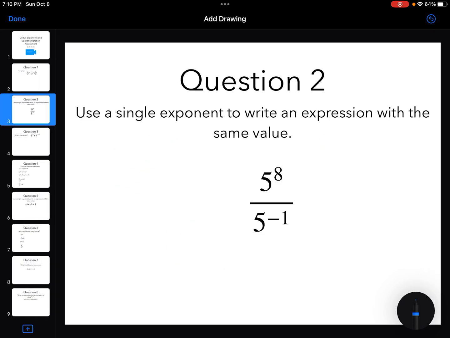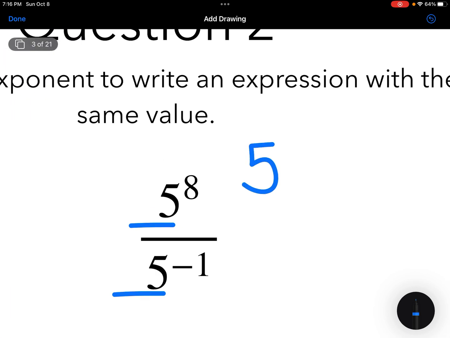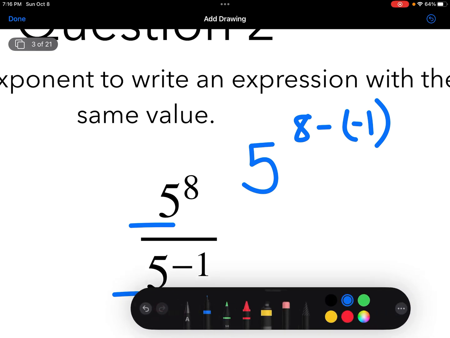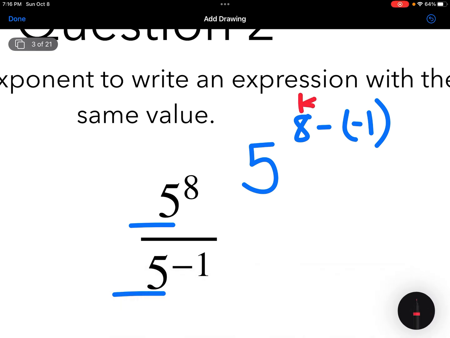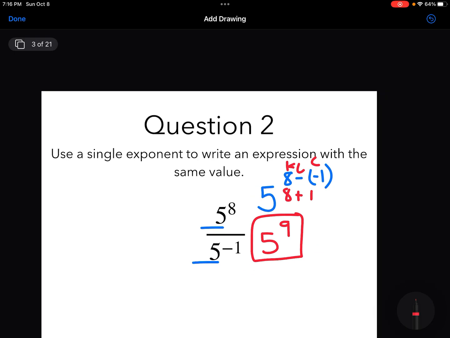The next question is giving you the quotient property, and they want you to use a single exponent to write the value. So the bases are the same. So I'm going to do 8 minus -1. And I remember that I have to keep change when I'm subtracting integers. So I have 8 plus 1. So my answer should be 5 to the 9th power.